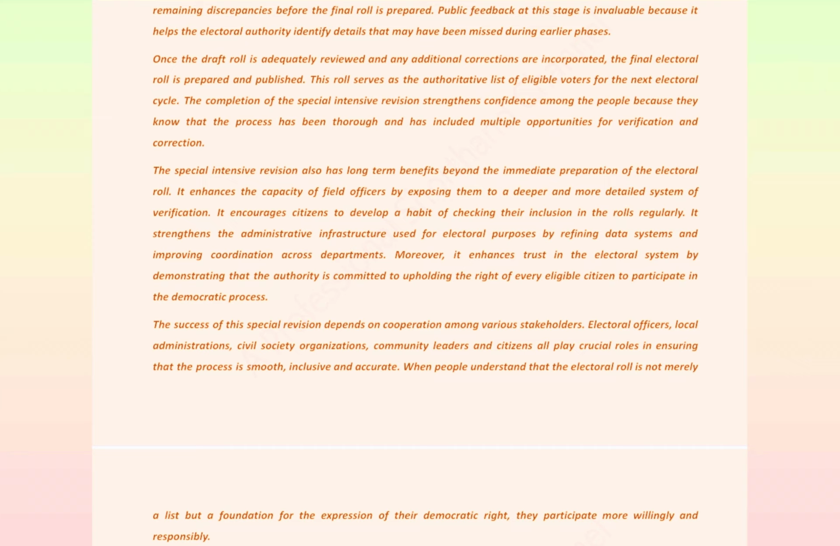When people understand that the electoral roll is not merely a list but a foundation for the expression of their democratic right, they participate more willingly and responsibly.